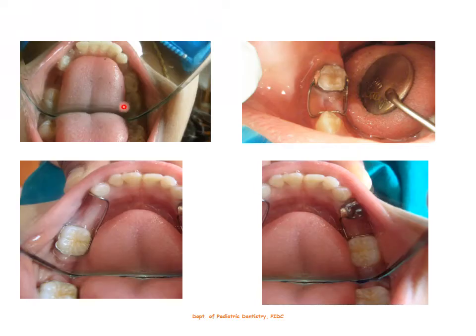This again is a patient in which the extraction space, as you can see here, was managed with a band and loop space maintainer. This is the opposite, the reverse band and loop, in which banding of the D is done, the 6 is partially erupted and the E is missing. So, reverse band and loop space maintainer.